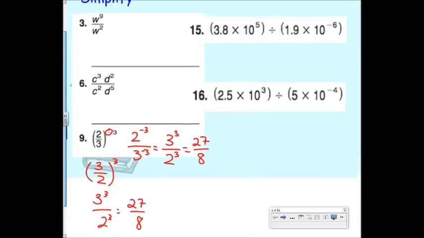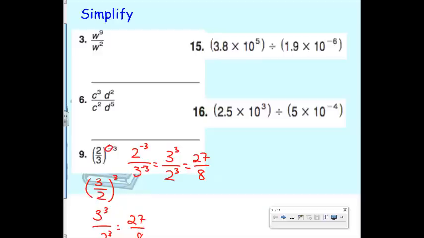How do you do scientific notation, division, or multiplication? What do you do here? 2 separate problems. What are the 2 problems? Like in number 15, what's the first problem? 3.8 divided by 1.9. And then what's the second problem? Okay, 3.8 divided by 1.9 gave you what? 2. And then it's going to be times 10.